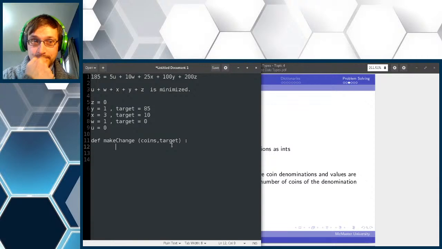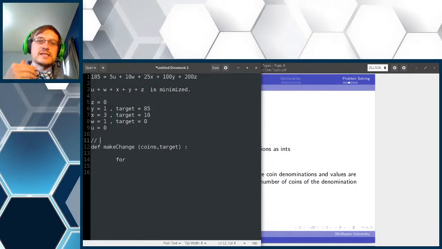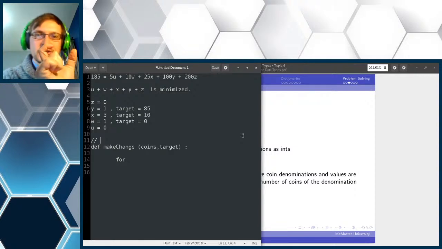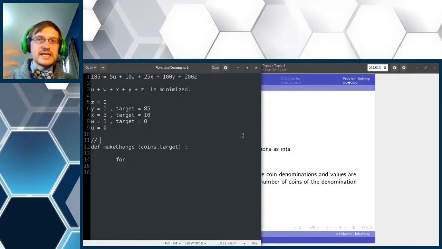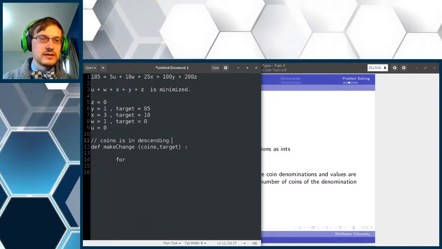But let's see what that looks like in Python. So our coins are a tuple, right? What we want to do fundamentally is for loop over each of the values in the tuple. Just to make the algorithm a bit simpler, let's imagine that our coins are in descending order. Then when we for loop over them, we end up with the largest value first, which conforms to this idea of how to compute these coin quantities. So we'll just make a note of that. Coins is in descending order.